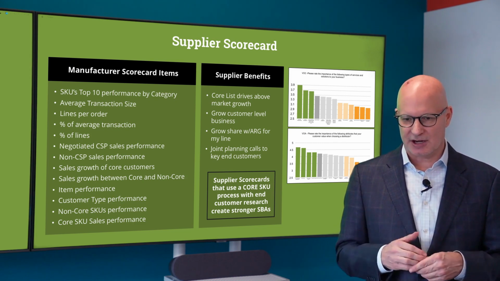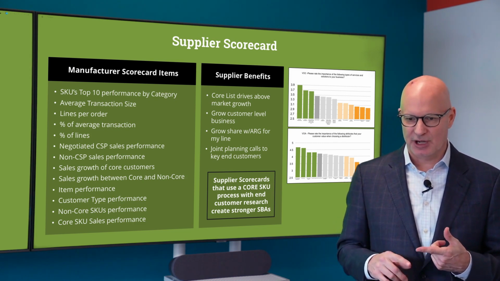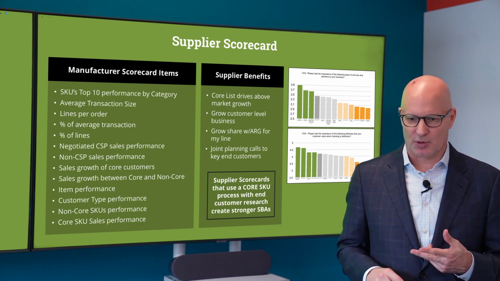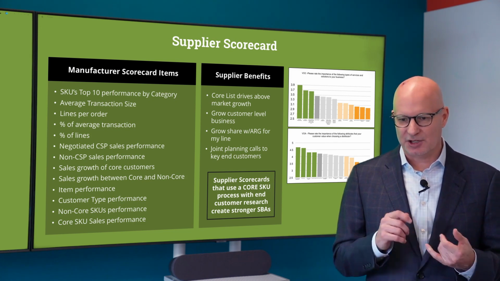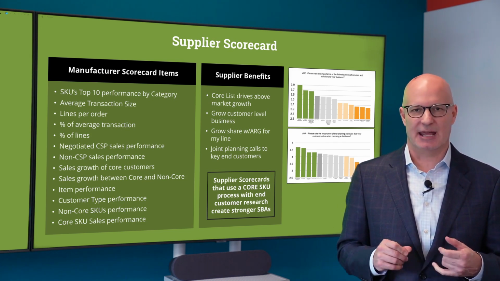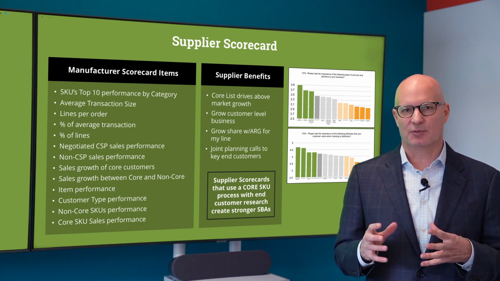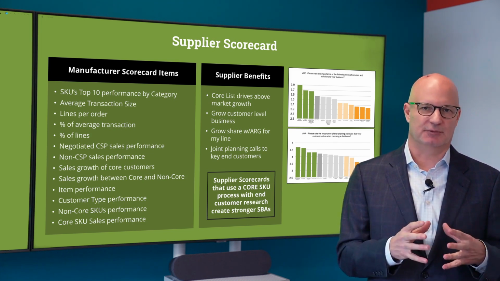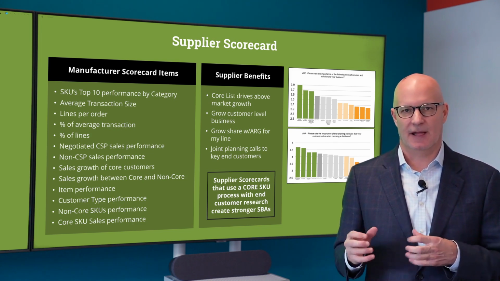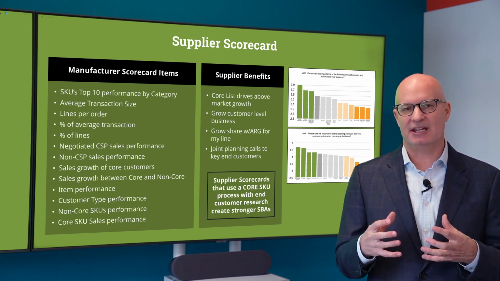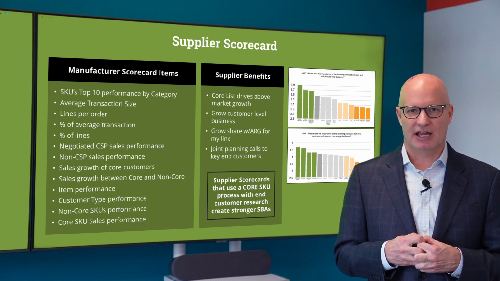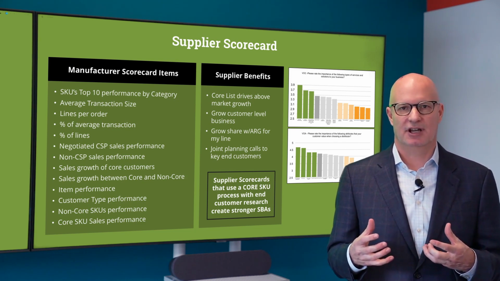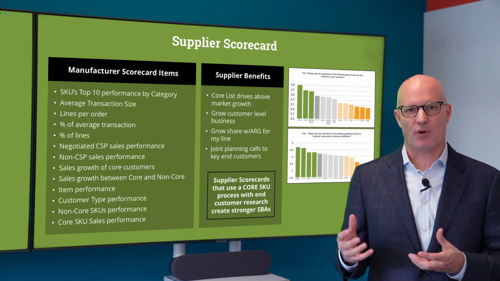And so what you'll see here is that you have things like average SKU transaction size, lines per order, number of lines, negotiated CSP sales performance, to name a few. All of these will help you understand the why behind a SKU's position, whether it's an A, B, C, or D. Understanding that a SKU is an A simply because it sells the most doesn't necessarily give you enough information to know how to properly address or forecast those SKUs for future demand or customer needs.